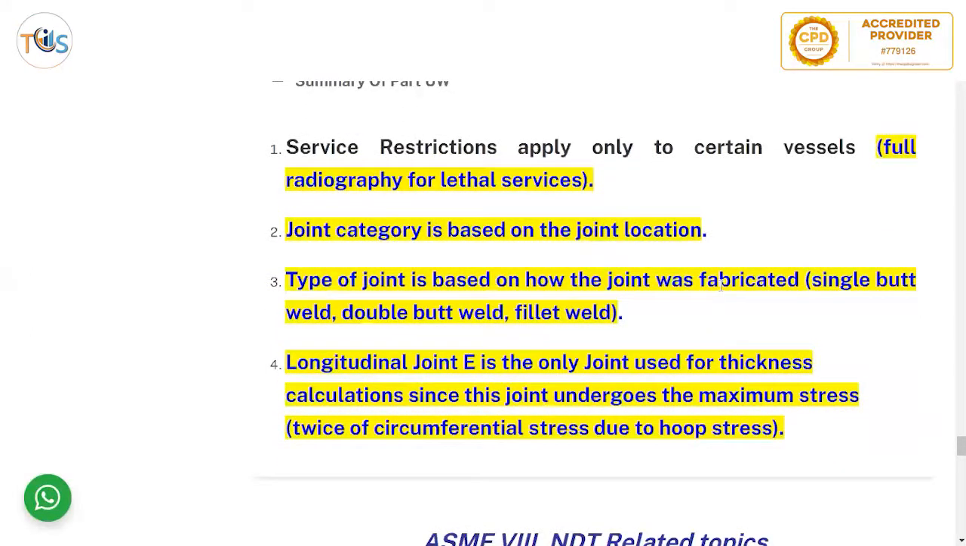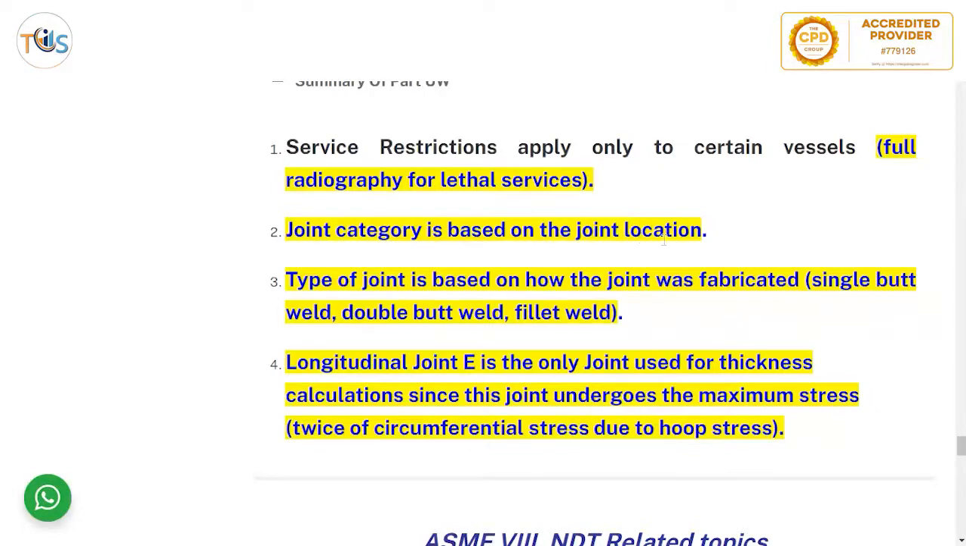Service restrictions apply only to certain vessels, for example, full radiography for lethal service. So they might ask you, and you don't need to go to the code. You should know that if they say lethal service like H2S service, it's full radiography.